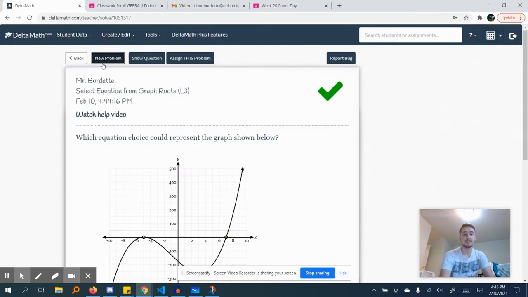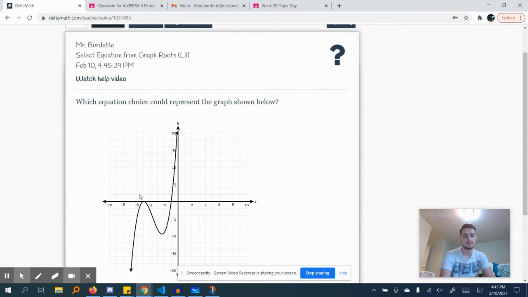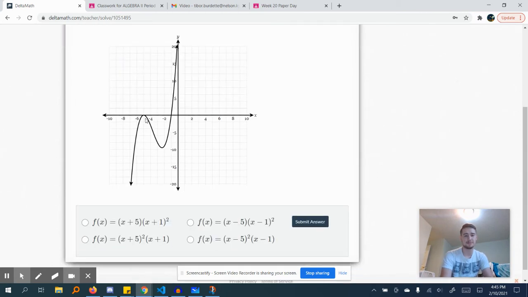There's not really a lot to explain. If it happens an even number of times, it bounces. If it happens an odd number of times, it crosses. So bounce at -5, cross at -1, plus 5 happens twice, plus 1 happens once.